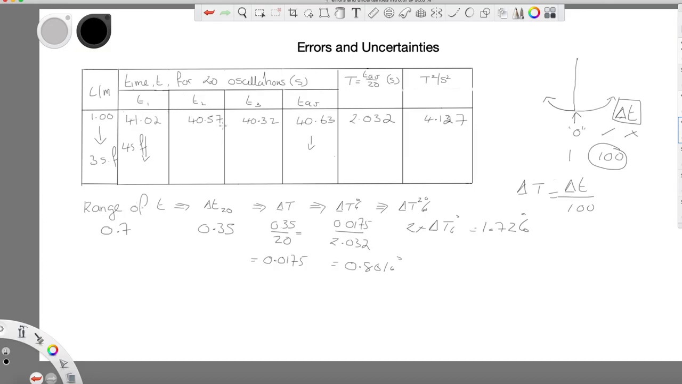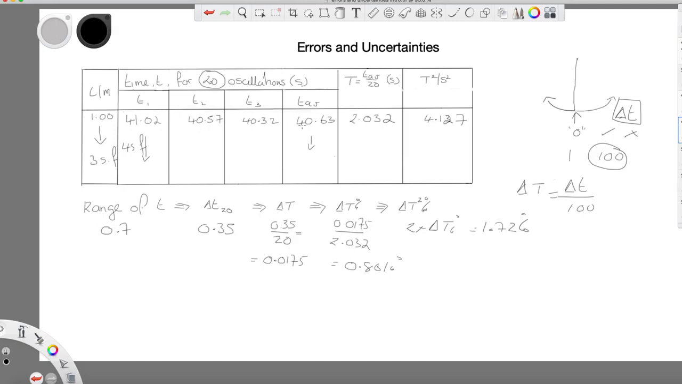I want to reduce my uncertainties, or the impact of my uncertainties, both really. So I take 20 oscillations, not just one. I take 20 because it gives me a reasonable period of time. If a pendulum was very long, I would aim to time for 10 oscillations. But I'm looking for between 30 seconds and a minute for each of my measurements.